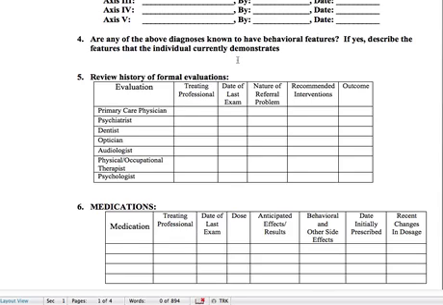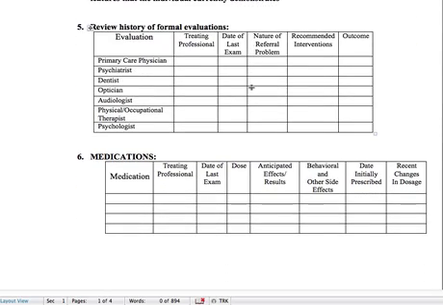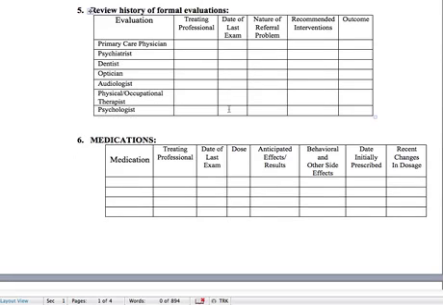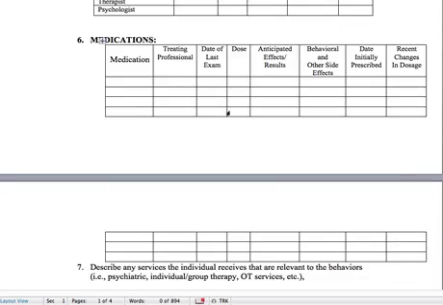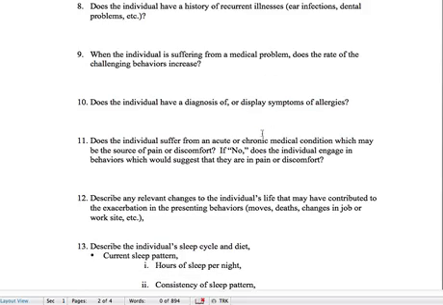And then question 4 is an interesting one. Often psychiatric diagnoses are accompanied with certain behavioral patterns, or what do we call those? Phenotypes, behavioral phenotypes, and you might want to know what those are there. Some information in number 5 about past evaluations. Number 6 is about the medications, of course. And then we get into questions about services that the person is receiving, physical illnesses.